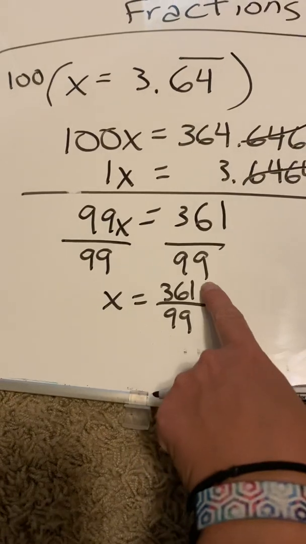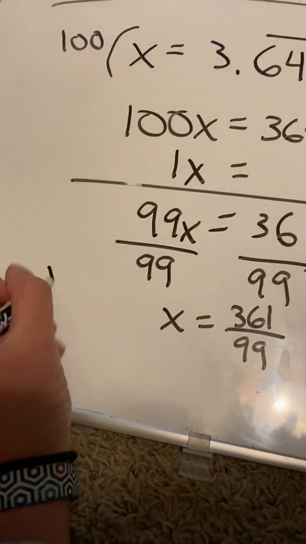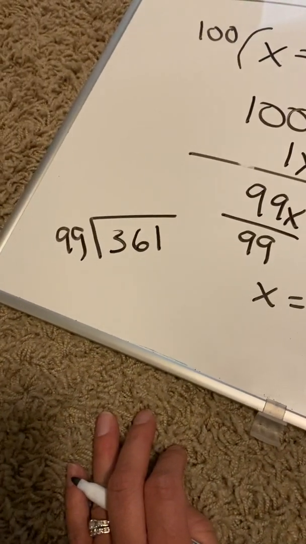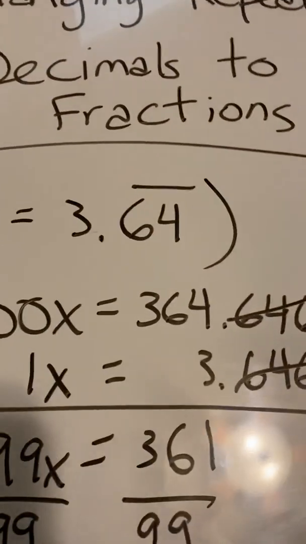This is a mixed number. Our numerator is bigger than our denominator, so we have to divide this out. 99 can go into 361 how many times? When I'm doing this, the trick is I'm looking back up here.